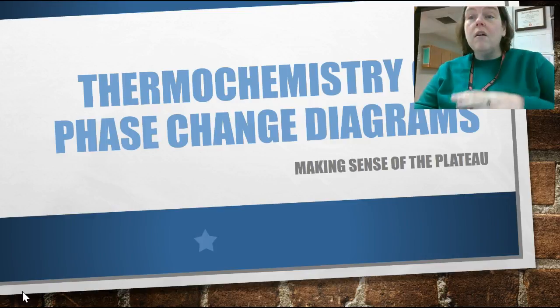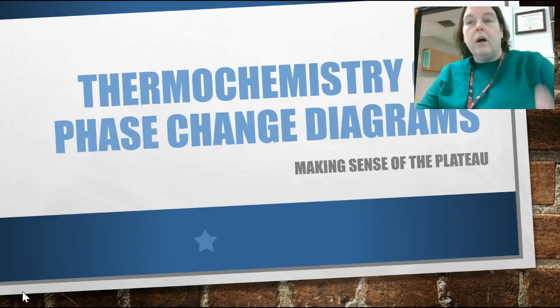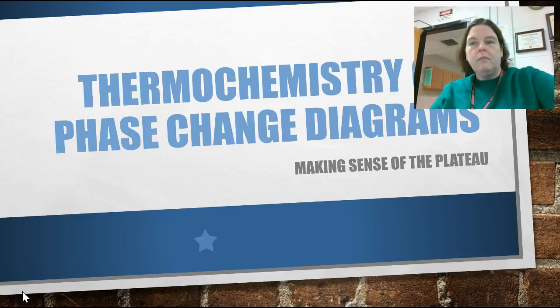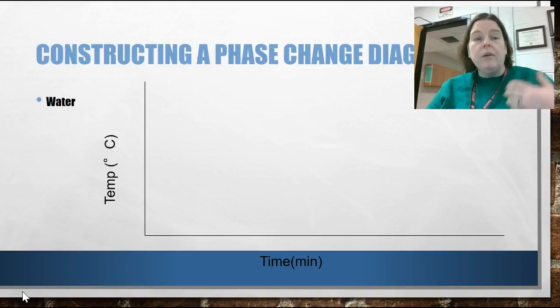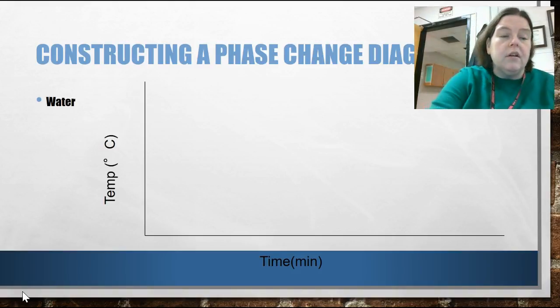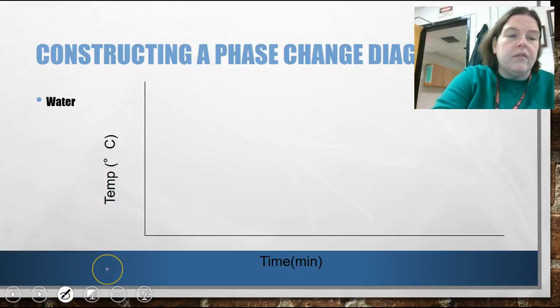We talked about this first year. We actually did an activity on it as well. When we look at constructing a phase change diagram, we know that we start with a solid and we end with a liquid. So the first thing that we have to understand is that in a phase change diagram, we have a couple of things. So let's look at some of the aspects of a phase change diagram.